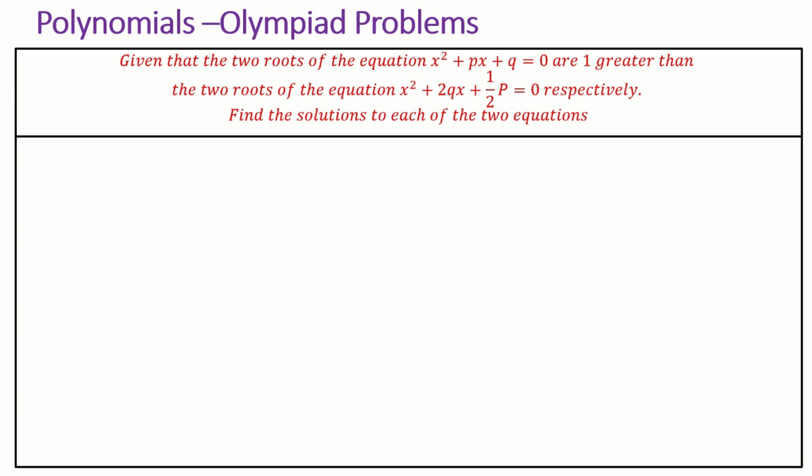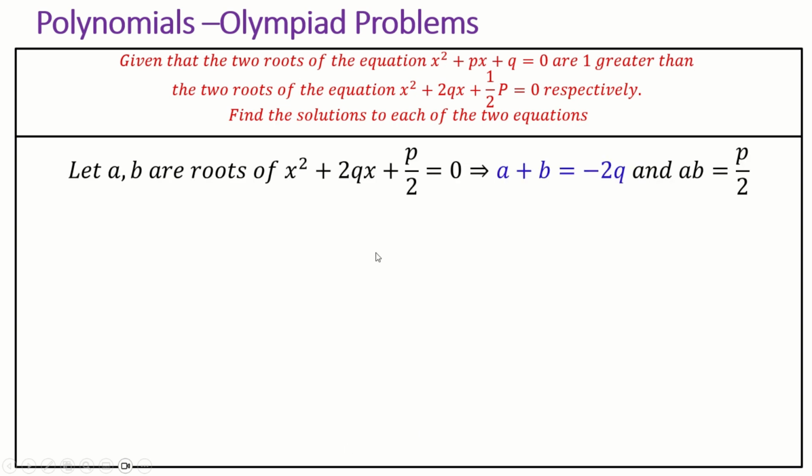Given the two roots of equation x square plus px plus q equal to 0 are 1 greater than the two roots of equation x square plus 2qx plus half p equal to 0 respectively. Find the solutions to each of the two equations. Let's say a, b are the roots of the second equation, that is x square plus 2qx plus p by 2 equal to 0. Then a plus b equal to minus 2q. And ab equal to p by 2.